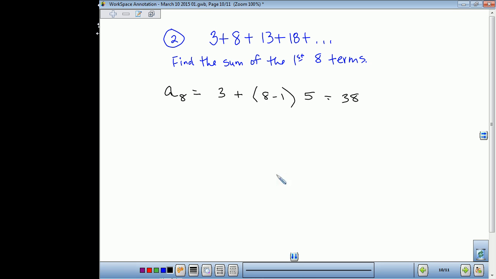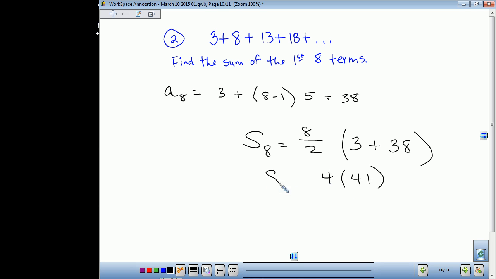Cool. So we can find the sum of the first 8 terms is 8 divided by 2. The first term is 3, and the last term is 38. So I get 4 times 41, which equals 164. And so the sum of the first 8 terms is 164.